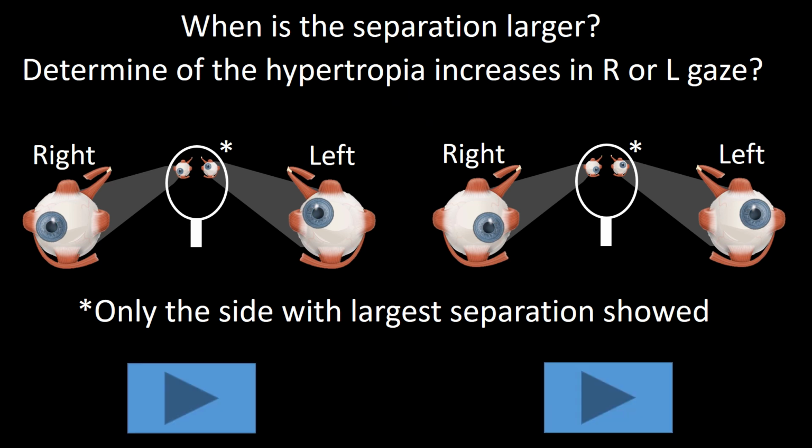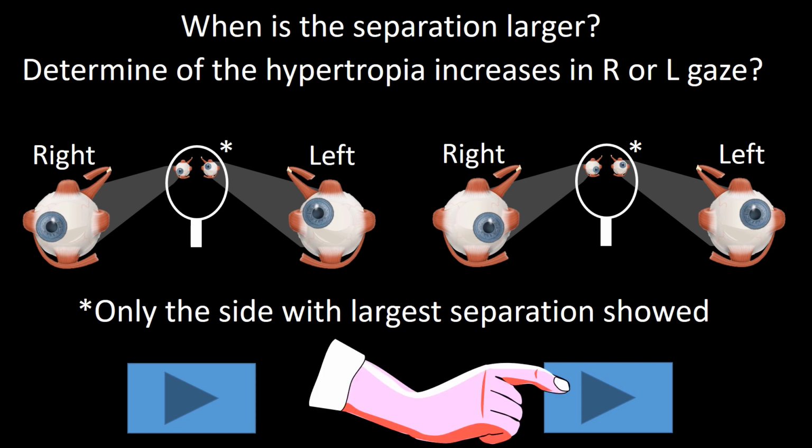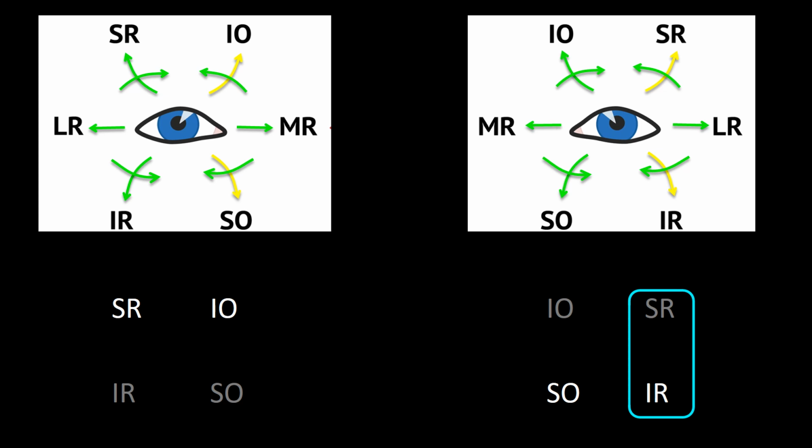In this frame, by the introduction of a button below each possibility, I have given you the misleading impression that you can choose between the 2 options, but this is not the case. I will choose for you, and I am choosing left hypertropia worst on left gaze. During left gaze, the vertical position of the left eye is determined by the interaction of the superior rectus and the inferior rectus.